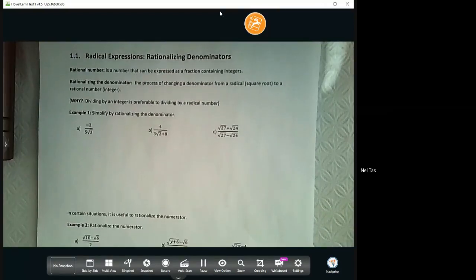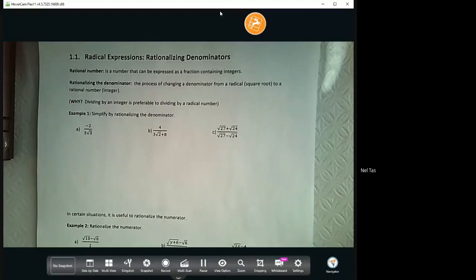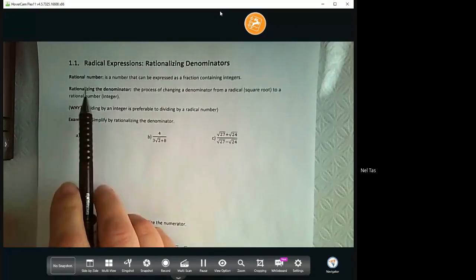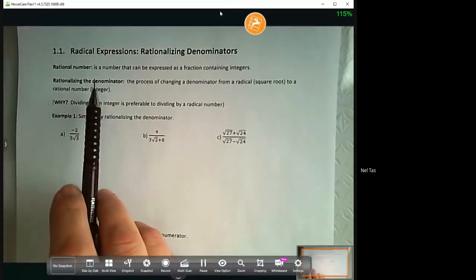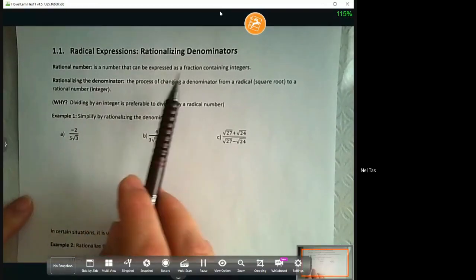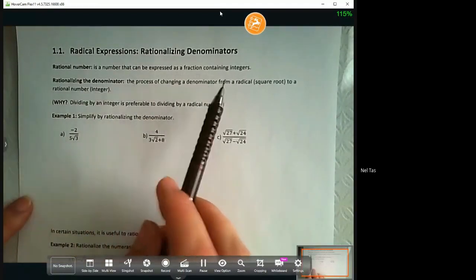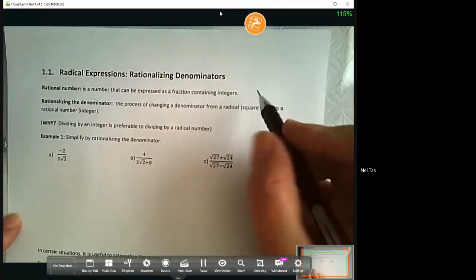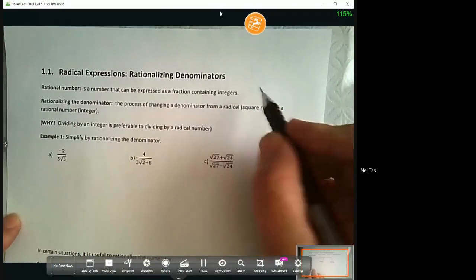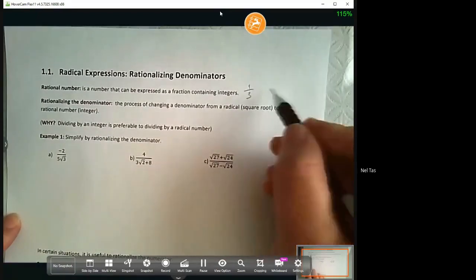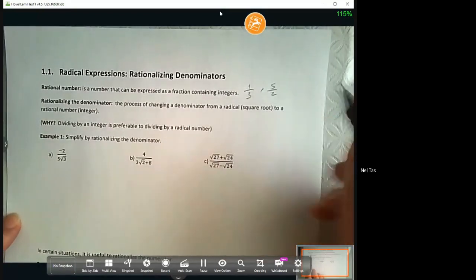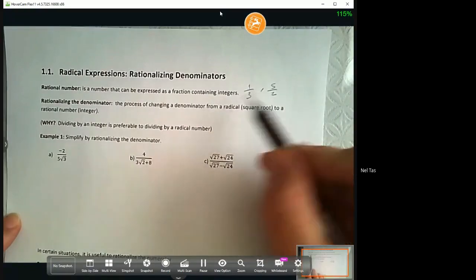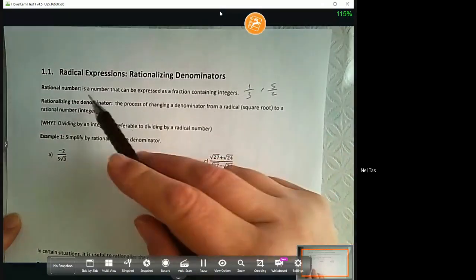All right, so 1.1, radical expressions, rationalizing denominators. Let's start with the definition of rational number. A rational number is a number that can be expressed as a fraction containing integers. Any number that you can represent with a fraction, right? Let's say 1/3 or 5/2. Any number that can be represented by a fraction is called a rational number.